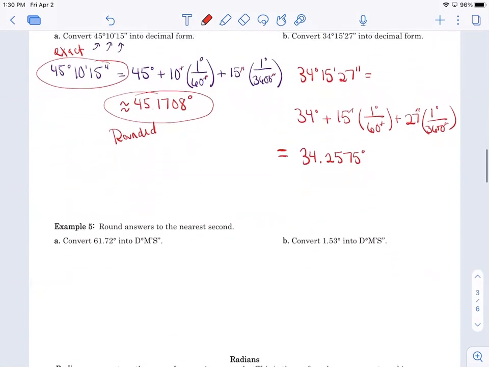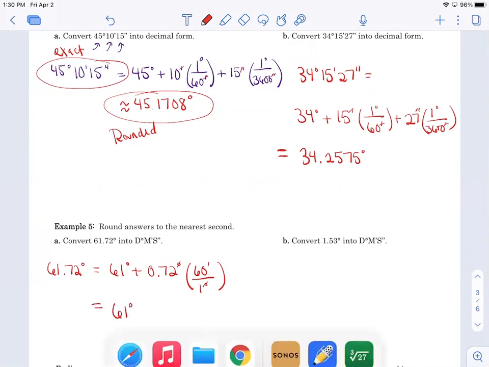Now, if you're working backwards, so now you have a decimal and you want to put it into degrees, minutes, and seconds. So we have 61.72 degrees. Well, we know we have a full 61 degrees. And then we have that remainder, 0.72. This is still in degrees, right? We're working backwards, so we're just going to flip that conversion. So now I want this to be 60 minutes over 1 degree, so your degrees can reduce out. And we get 61.